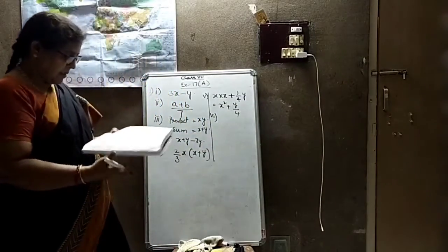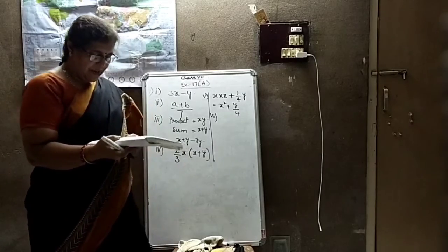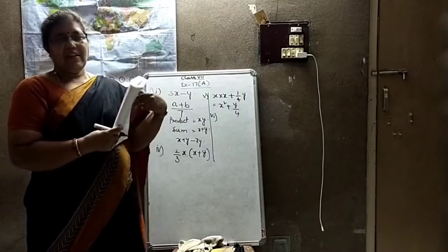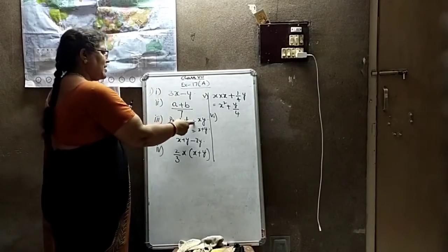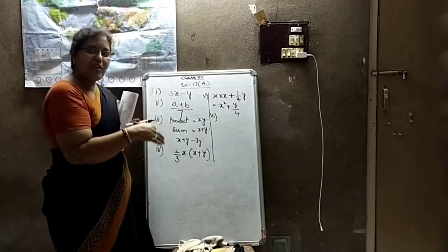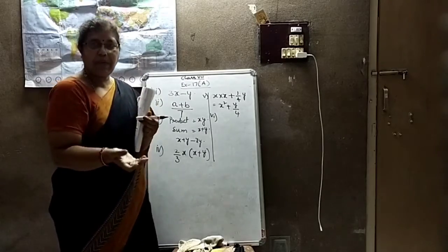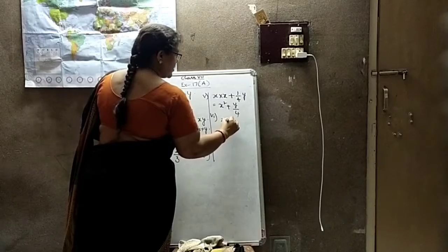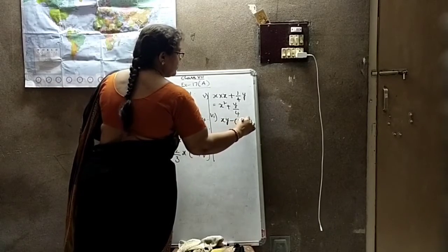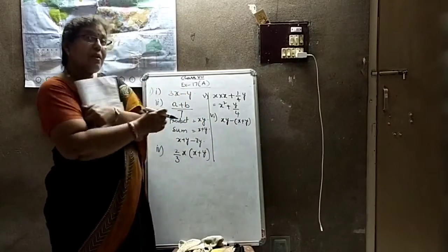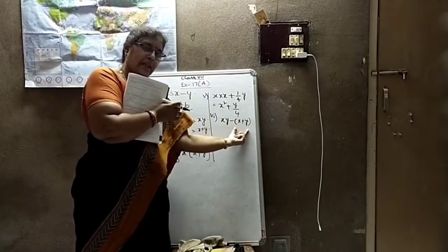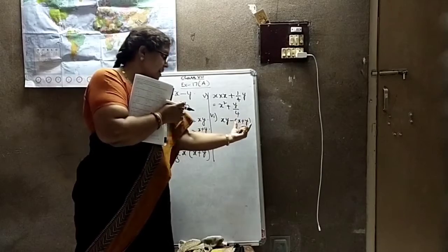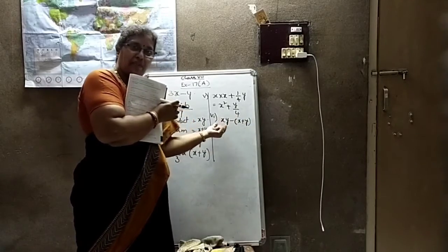Now going to the sixth sum: sum of numbers x and y subtracted from their product. Earlier, the product was subtracted from the sum. Now they are saying the sum is subtracted from the product. Reverse. xy minus (x plus y). If they give a sum, please put it in brackets. Here it is not required earlier, but here the total sum is subtracted from this.